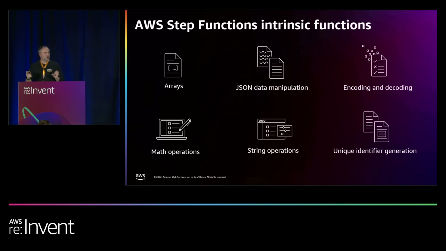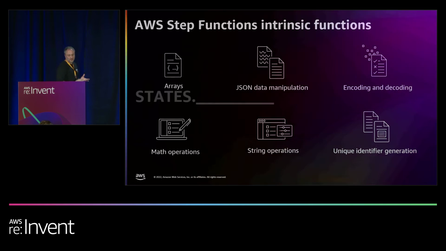And about a month ago, we introduced 14 new intrinsic functions to the library for things like managing arrays, JSON manipulations, encoding and decoding data. There's things for math calculations. There's things for simple string operations as well. And this one's really useful. There's one for generating a unique ID.